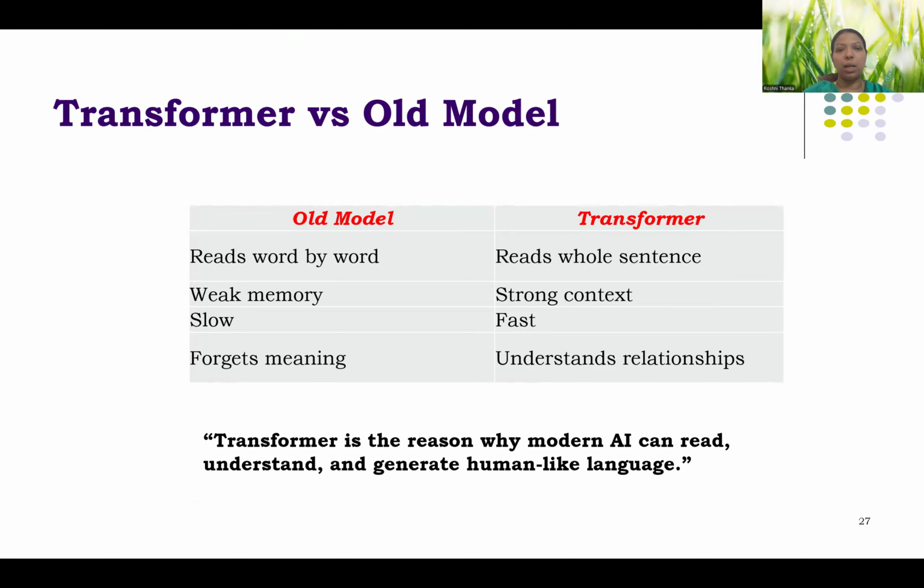In the older models like RNN and LSTM, it works word by word. But in a transformer, it reads the whole sentence. In older models, the memory is weak, but in the transformer model it is strong, because it is understanding the context. Older models are slow; the transformer model is very fast. The older models cannot remember the full context, but the transformer model can understand the context because it finds the important words and their relationships. So the transformer model is the reason why we have modern AI that can understand human language and generate new content.